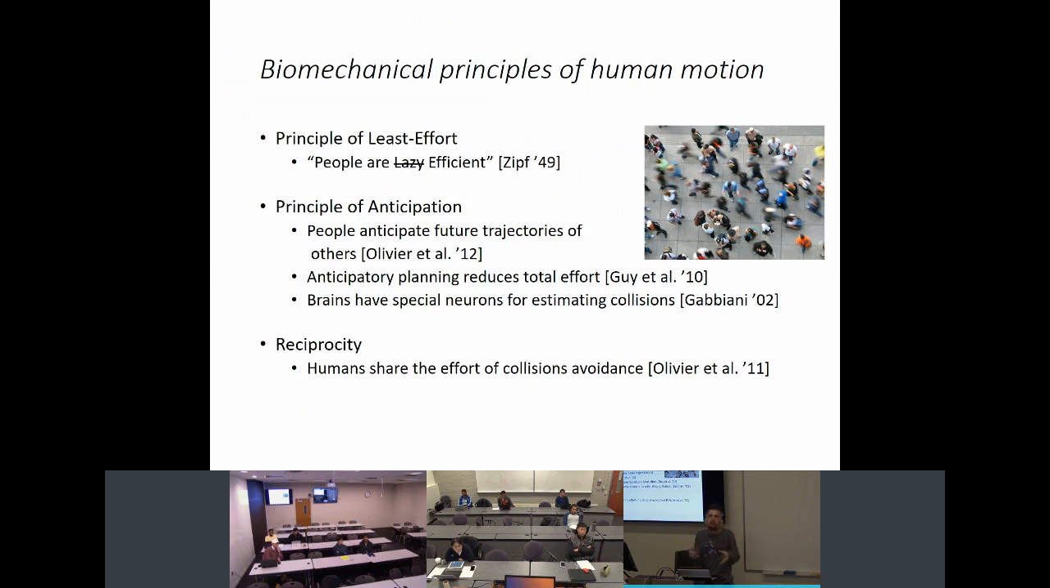Also, typically humans share the effort to avoid collisions. So the question is, to what extent can we formalize these kinds of insights mathematically and generate a human-like model for local collision avoidance? And can we actually do that?